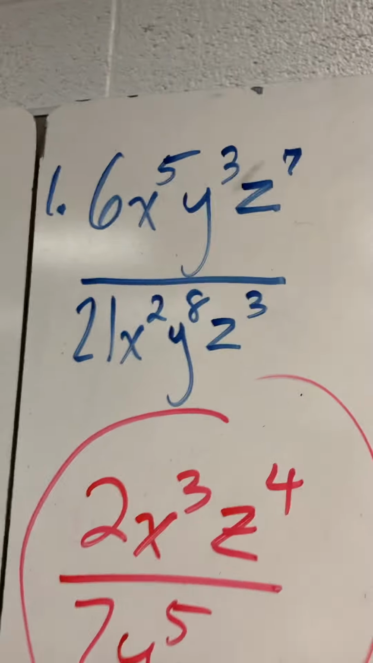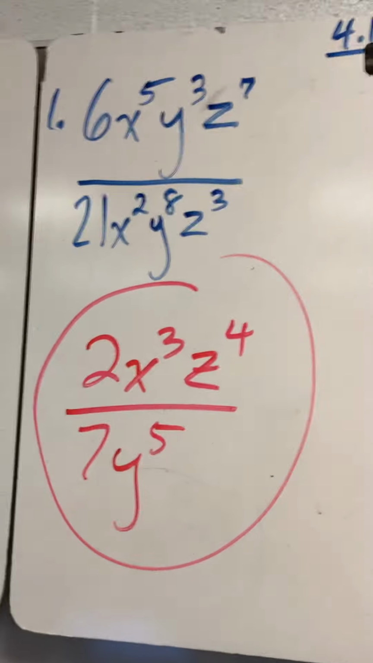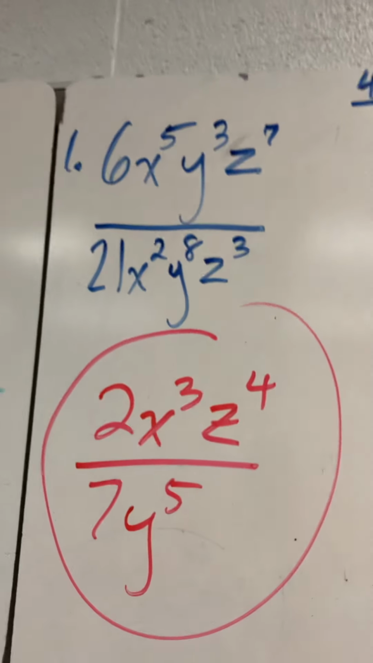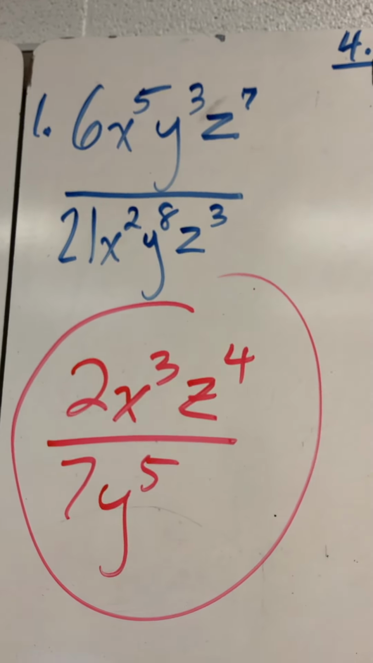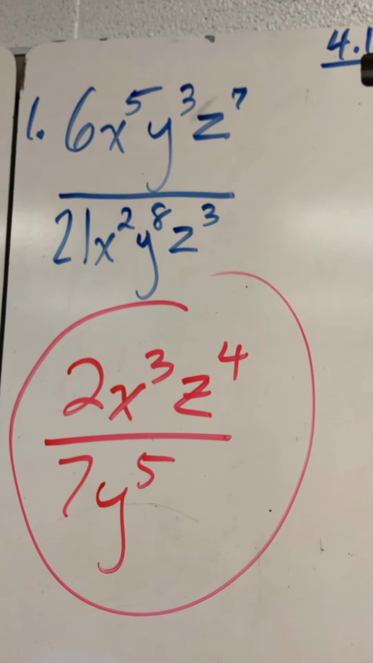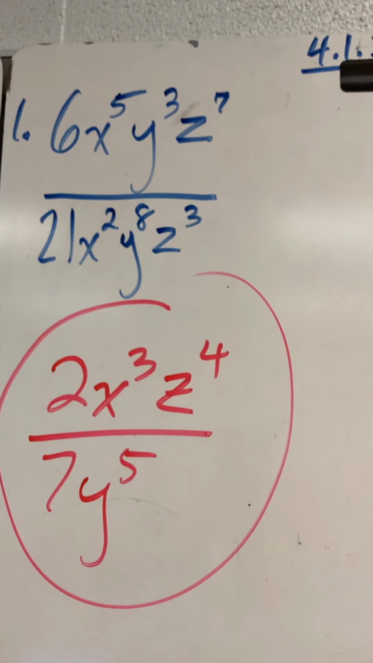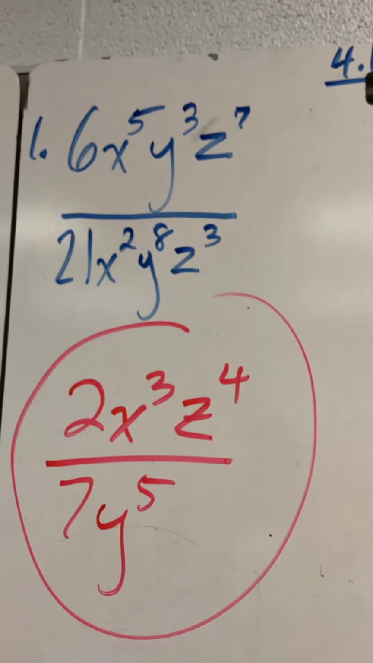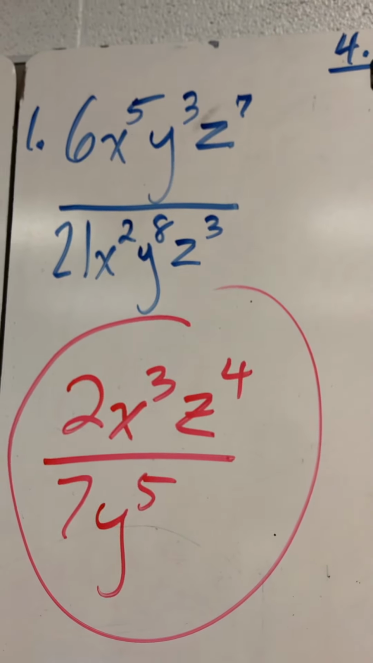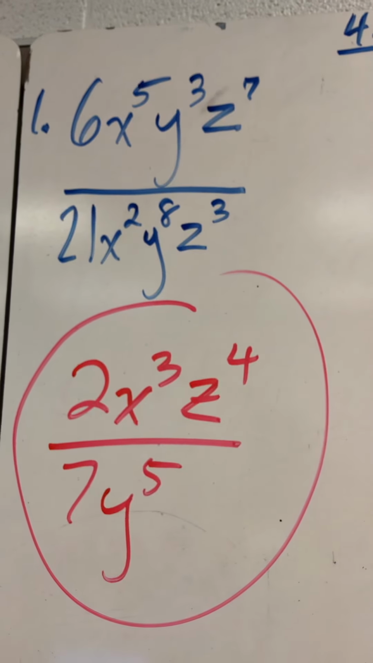So 6 over 21 still reduces to 2/7. But when you have x to the 5th over x to the 2nd, you're left with x to the 3rd on top. Y to the 3rd over y to the 8th, you're left with y to the 5th on the bottom. Z to the 7th over z to the 3rd, you're left with z to the 4th on top. Right?